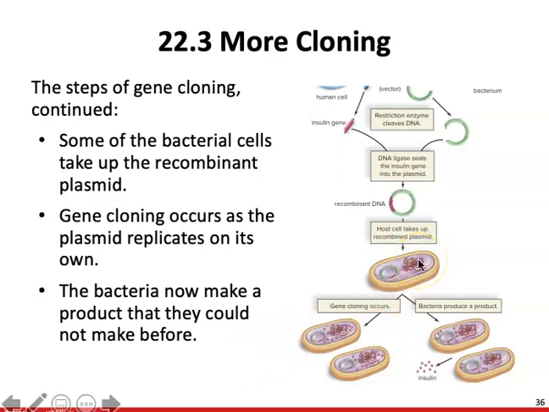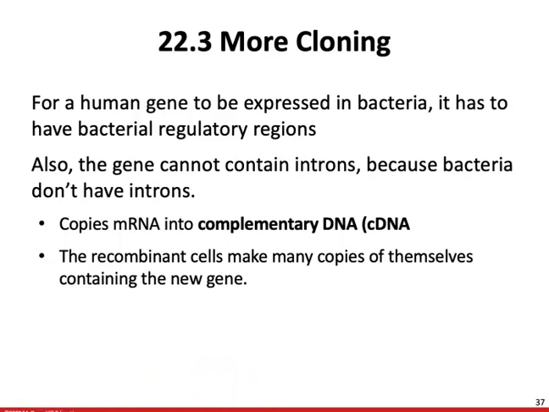All right, we're going to pause right there and do one more slide real quick. For a human gene to be expressed in bacteria, it has to have bacterial regulatory regions. That also means it's not going to be able to contain introns. Bacteria don't have introns, so those are going to have to be removed before we can cleave that DNA.